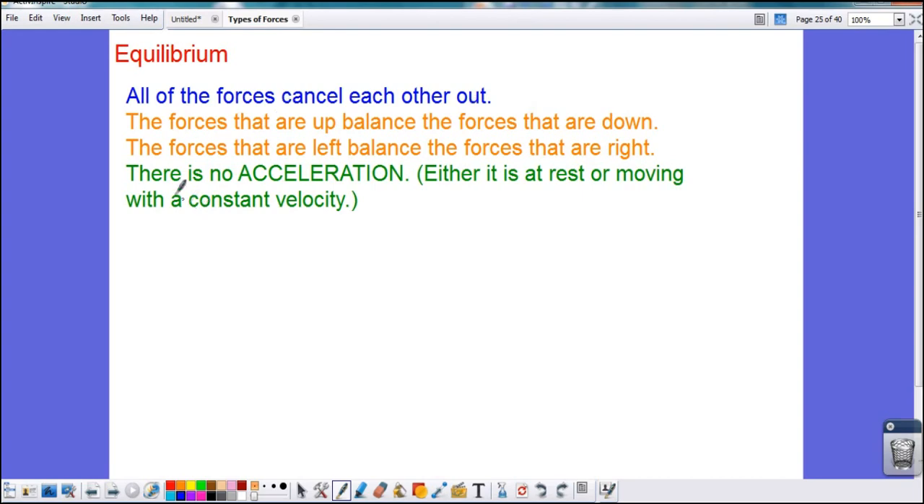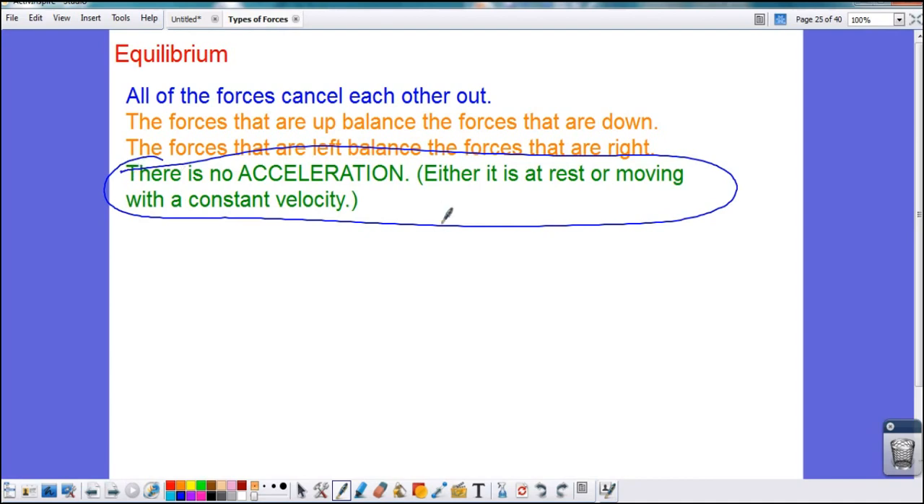If there's no net force acting on the object, there's no acceleration. That means it's at rest or moving at a constant velocity. This is the one that students often overlook, okay? Just because you're not accelerating doesn't mean you're not moving. You might be moving, you're just not speeding up, slowing down, or changing direction. You're moving at a constant velocity. So be a little careful with that part.